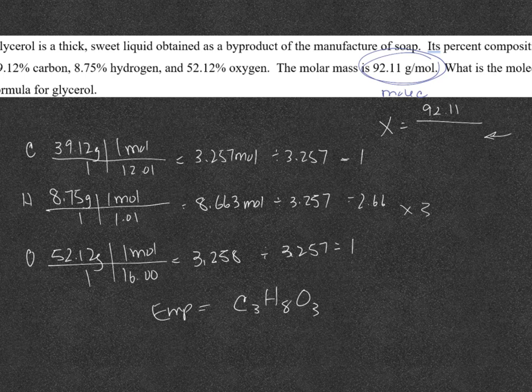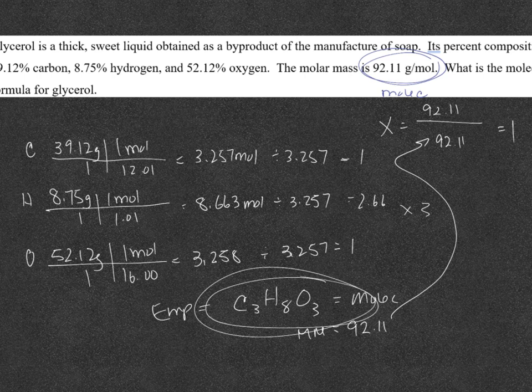Now I need to do the second step. I need to get the molar mass of this. And the molar mass of this is 92.11. Well, that number goes right up there. And it turns out that my factor is just 1. You can have an empirical that's a molecular, or vice versa. I only just have one repeating unit. So my empirical is also my molecular formula.